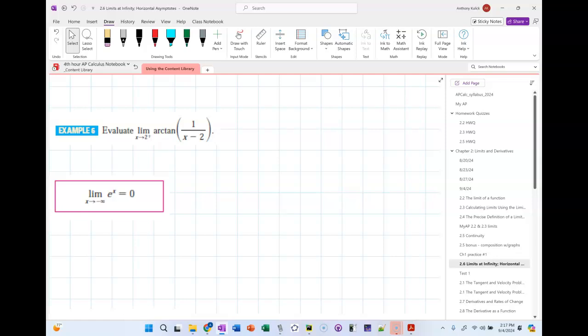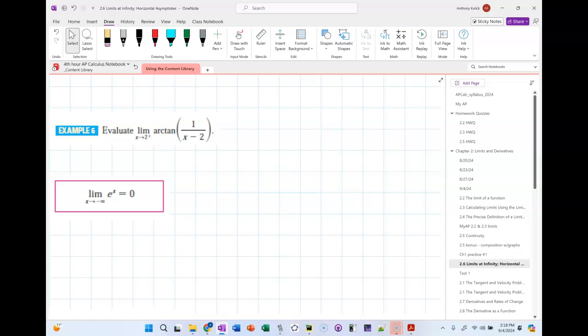This is the trickiest one we've seen. So what I'm going to see here is I don't have a limit going to infinity, right? I'd like to create one because I know that the limit as x approaches infinity, or negative infinity, of arctan is something I have a rule for. Everybody agree?